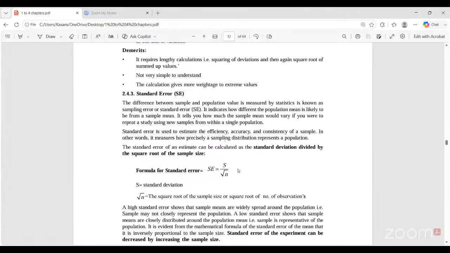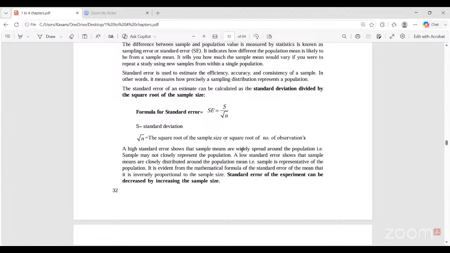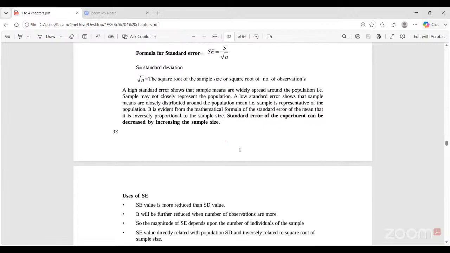Standard error. The difference between the sample and population measured by statistics is known as sampling error. We can write sampling error as SE. It indicates how different the population mean is likely to be from a sample mean. It tells how much the sample mean would vary if we repeated the study using new samples. Standard error is equal to S by root n.